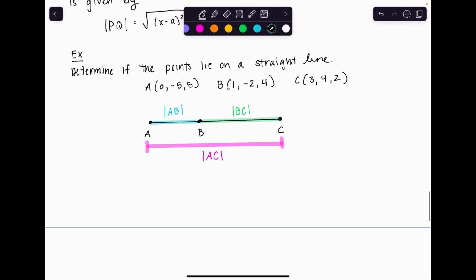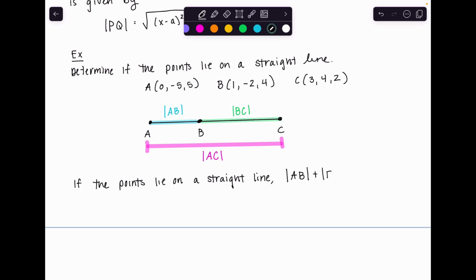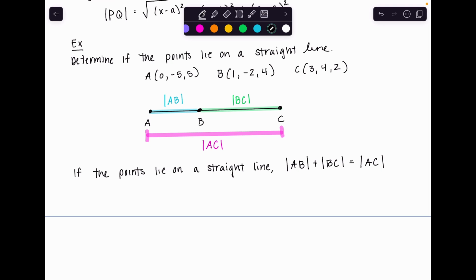So if the points lie on a straight line, then the distance from A to B plus the distance from B to C will equal the total distance from A to C. Of course, I'm just assuming here that A to C is the longest distance, but basically you'd have to be able to add two of the smaller ones and get the third larger distance.